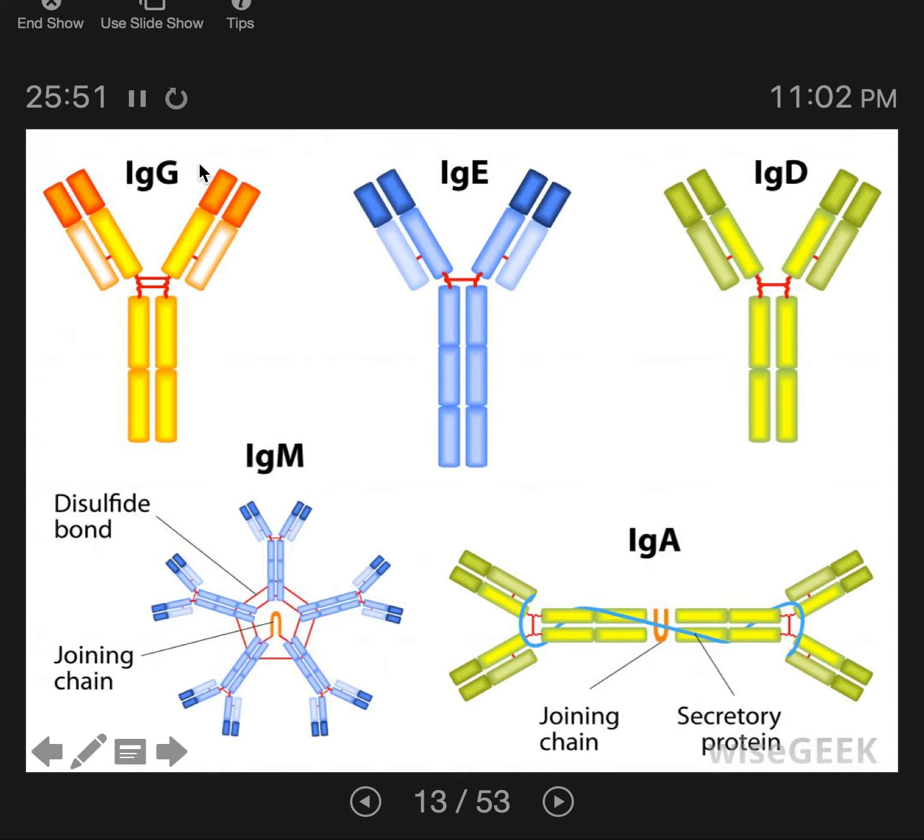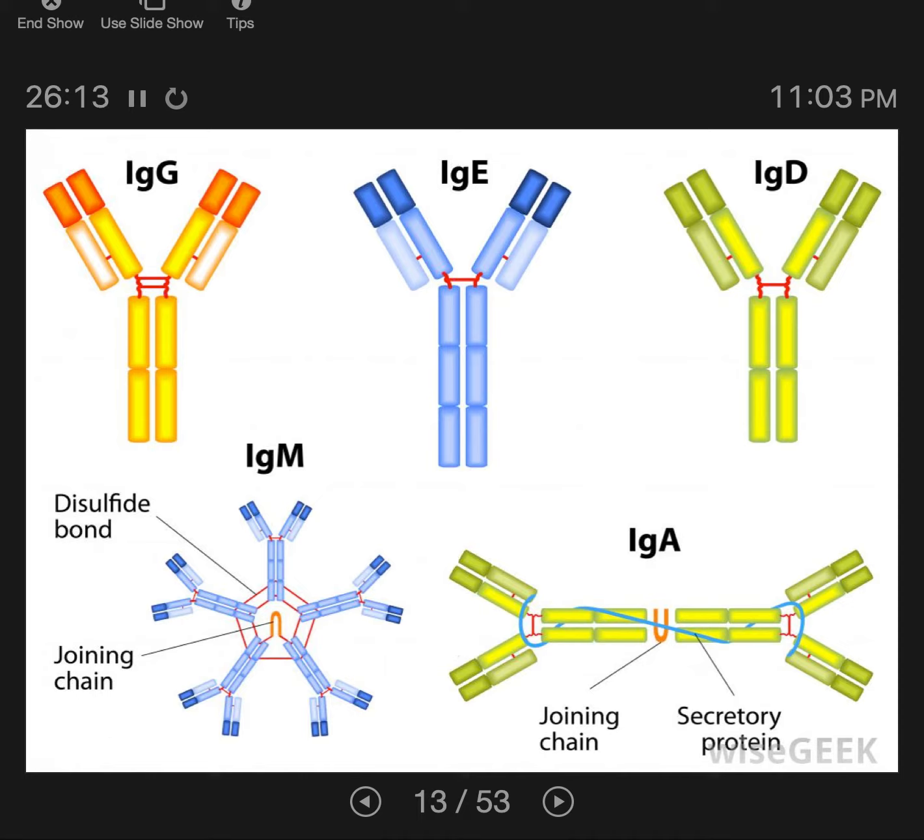So here are all of these different immunoglobulin shapes. You have IgG, IgE, IgD, IgM, IgA. I am not going to make you memorize. The way these different antibodies vary is in part by shape. You can see some of them look different from others. They have different valences, or different numbers of binding sites. But another way they vary is in function and where you find them in the body.